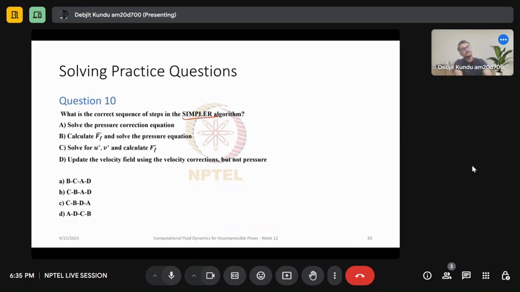We have a few options with different sequences: option A, BCAD; option B, CBAD; option C, CBDA; and option D, ADCB.